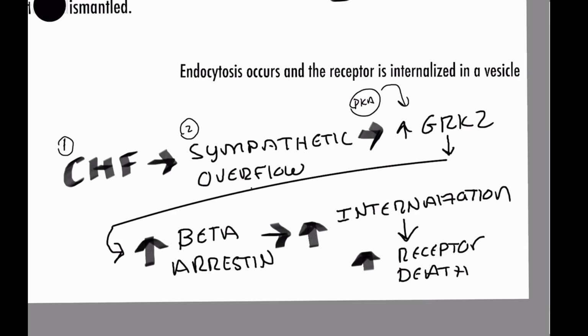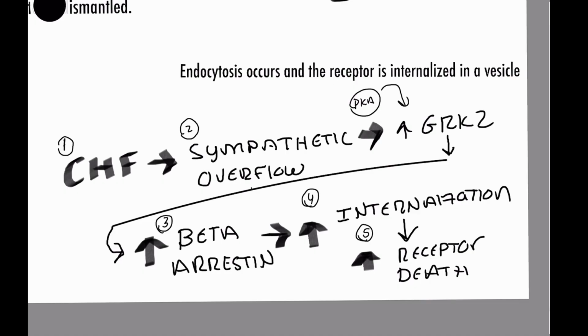The more GRK2 we have, with more of these receptors being activated because of the sympathetic overflow, the more beta-arrestin is going to be recruited and bind to the receptors. And again, on your cardiomyocytes, you might have thousands of these receptors, so you've got to desensitize them all at one time because of the erratic behavior of the cell, because of the sympathetic overflow. This is going to lead to a process of increased internalization. And then ultimately in chronic heart failure, this is going to lead to an increase in receptor death.